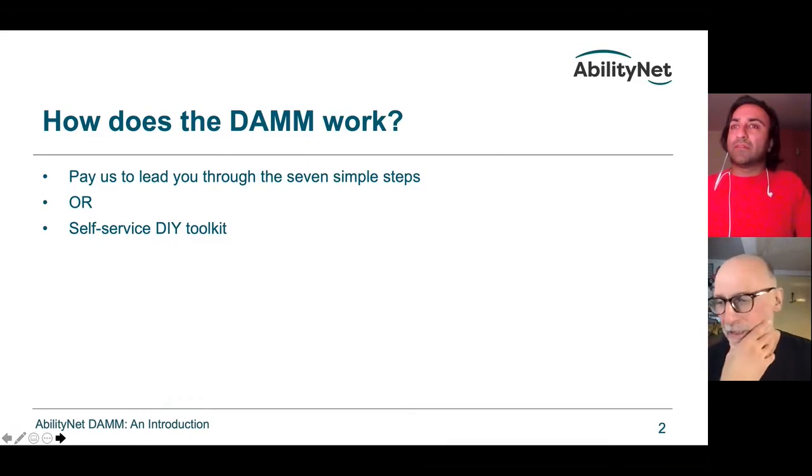So let's start with the first question. How does it work? Very simply, you can either pay us to run this process for you, or we've created this as a self-service DIY toolkit. You download the kit and you give it a go. We talked about this. It's really to encourage people to do it for themselves, isn't it? We really want people to do it for themselves.